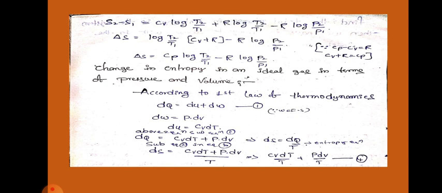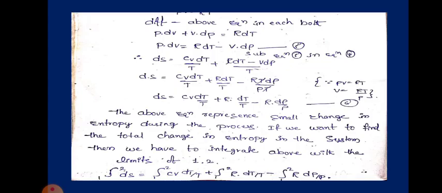Therefore ds is equal to log T2 by T1 into (cv plus R) minus R log P2 by P1. Since cp minus cv is equal to R, that is cv plus R is equal to cp. So substituting this value in the above equation, ds is equal to cp log T2 by T1 minus R log P2 by P1. So finally, the above equation represents the change in entropy of an ideal gas in terms of pressure and temperature. Once again I will explain, the change in entropy in an ideal gas in terms of temperature and pressure.